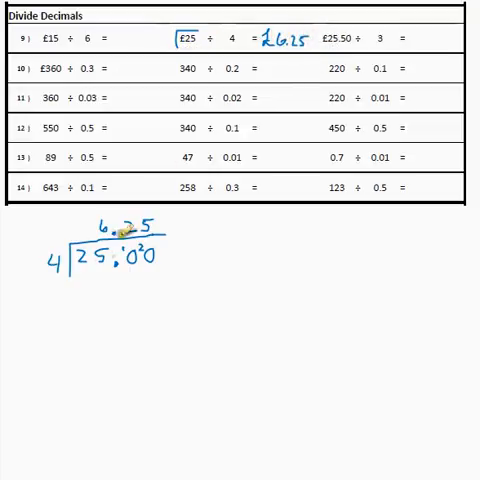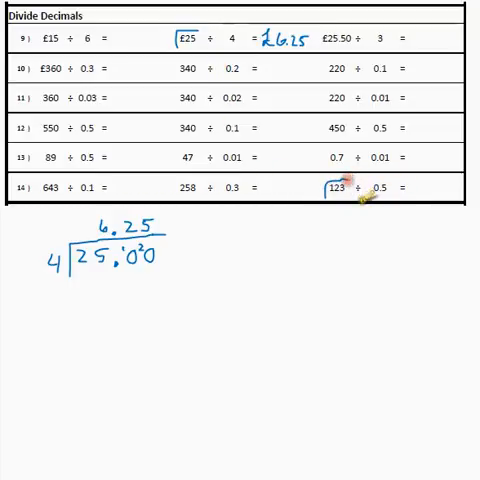£6.25. That is when I divide a decimal. Although it looked like a whole number, I had to make it a decimal number, divide by a whole number. And we just looked at the other one. Let's look at this one here, the sum here.